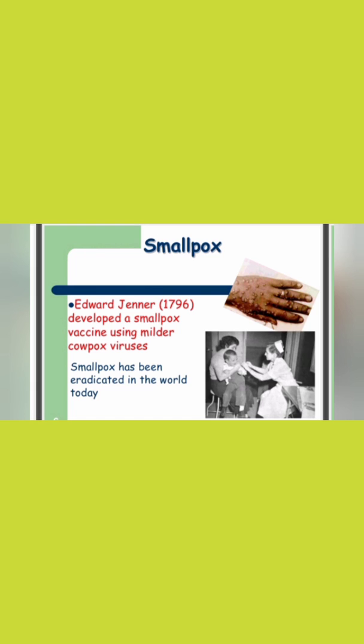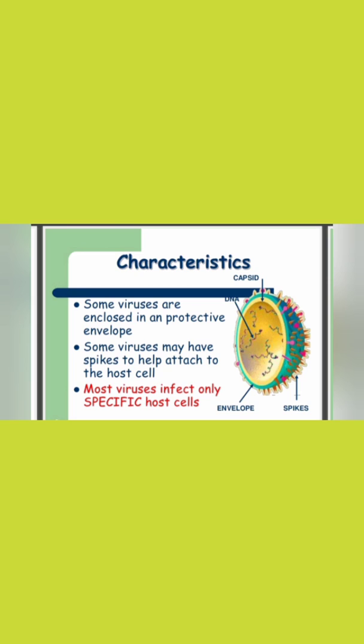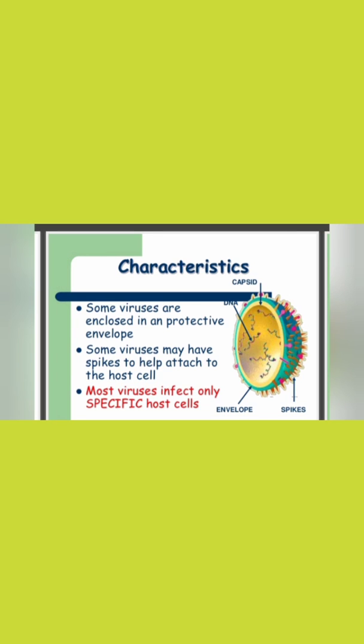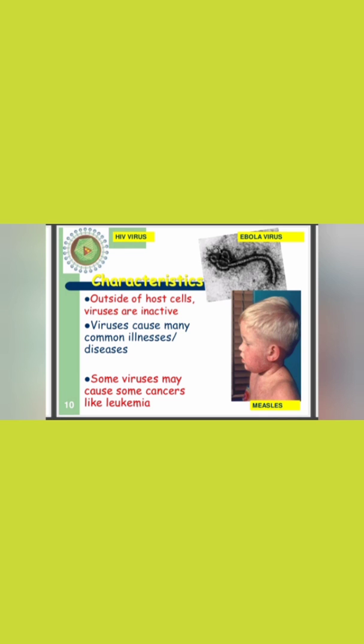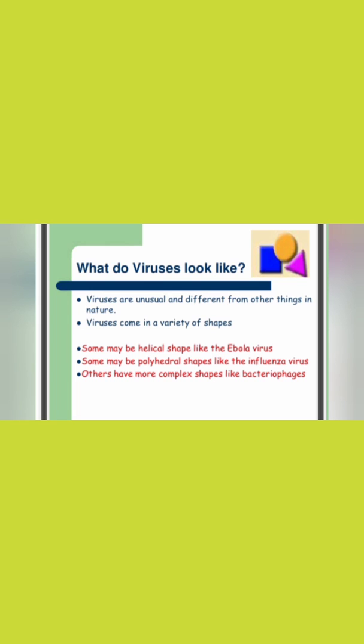So these are some diseases caused by viruses, and we talk about characteristics. Some viruses enclose a protective envelope. Some viruses may have spikes, such as coronavirus in the 2020 era. Most viruses infect specific host cells. You can see the shape of the virus with the capsid, DNA, spikes, and the envelope. And if we talk about diseases, viruses cause Ebola and HIV.